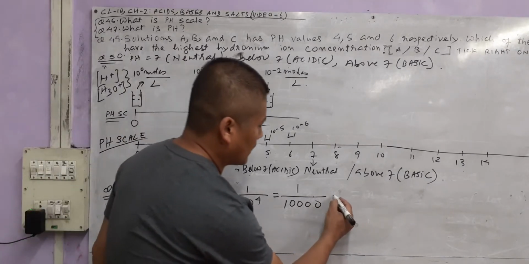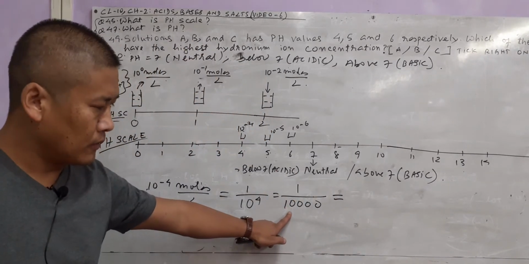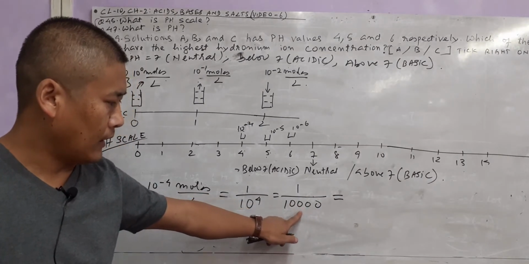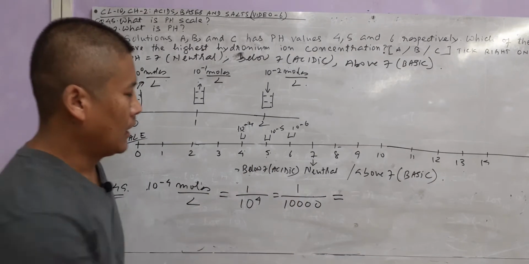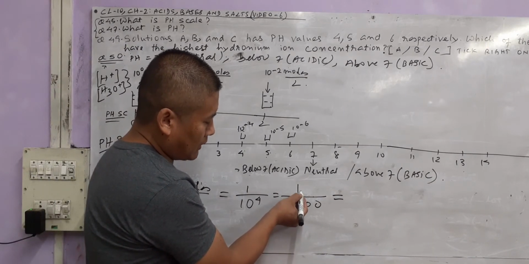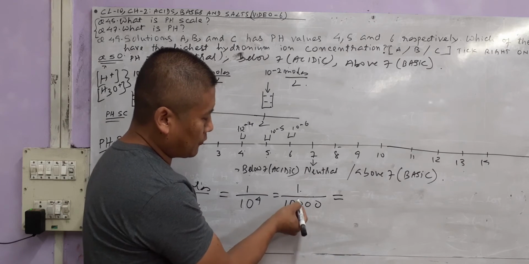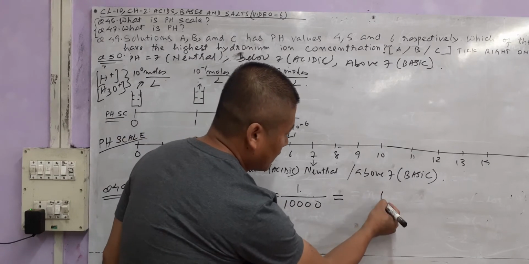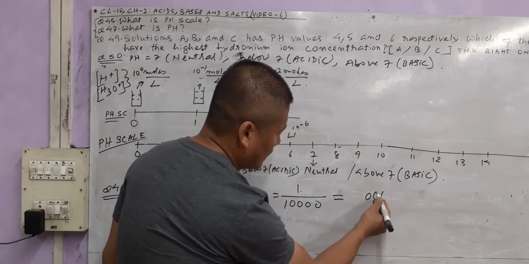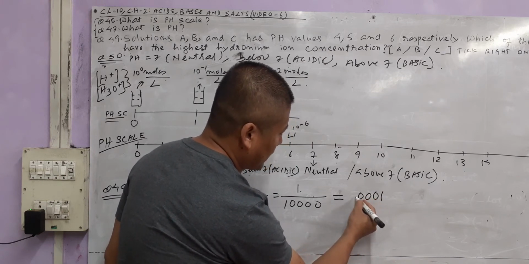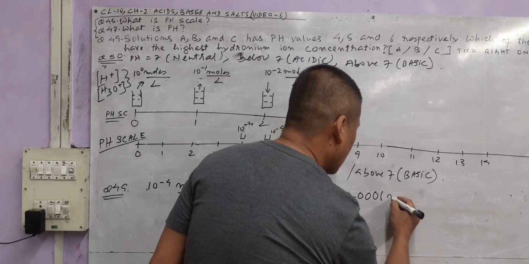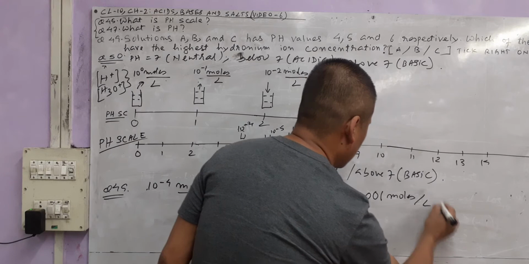And we know that when you divide by powers of 10, like 10, 100, 1000, the decimal moves to the left. Now where's the decimal on the numerator? No decimal means it is behind the 1. So it will go 1, 2, 3, 4 places to the left. Starting from here, it will jump 1, 2, 3, and 4, and it will come here. So this is 0.0001 moles per liter hydrogen ion.